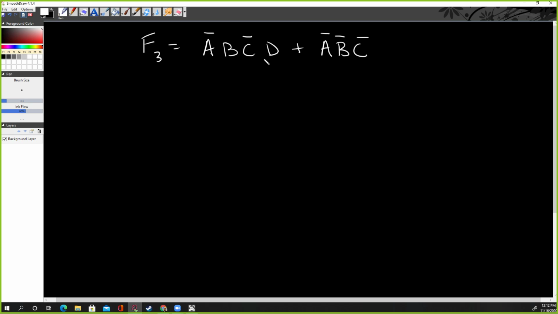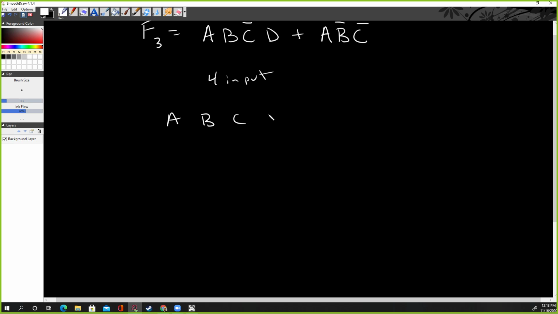We have 4 terms, but this one only has 3. So we definitely know there's 4 things going on. So it's definitely going to be a 4 input, which means we're going to have an A, a B, a C, and a D, and an F3.